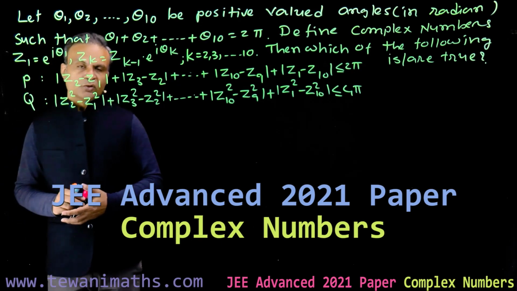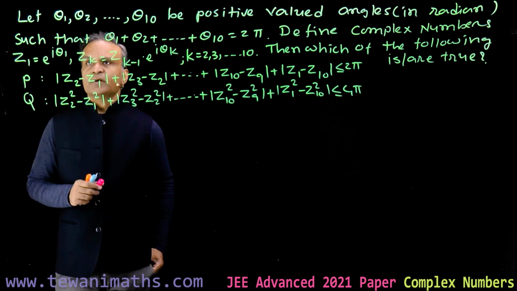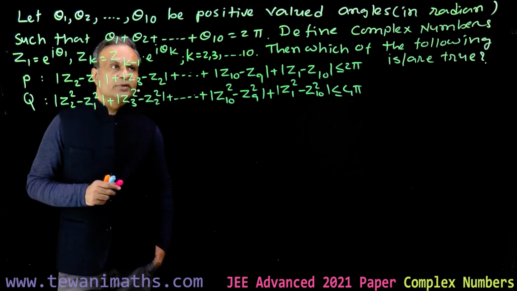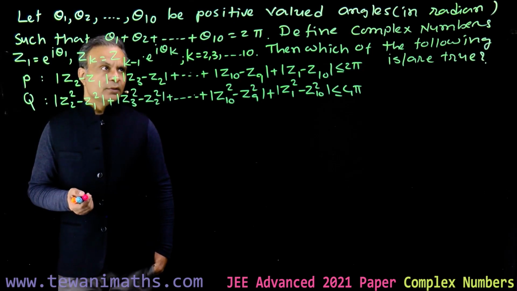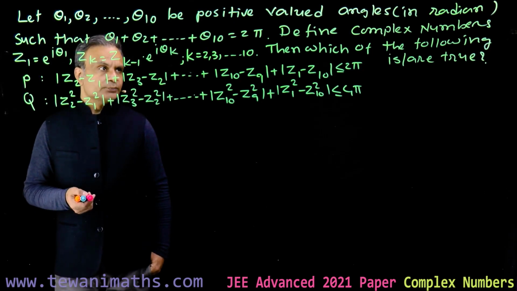Okay, now we have questions based on complex numbers. Here we have the first question. Let theta 1, theta 2 up to theta 10 be positive valued angles such that the sum of angles is 2 pi. Here angles are in radian measure.